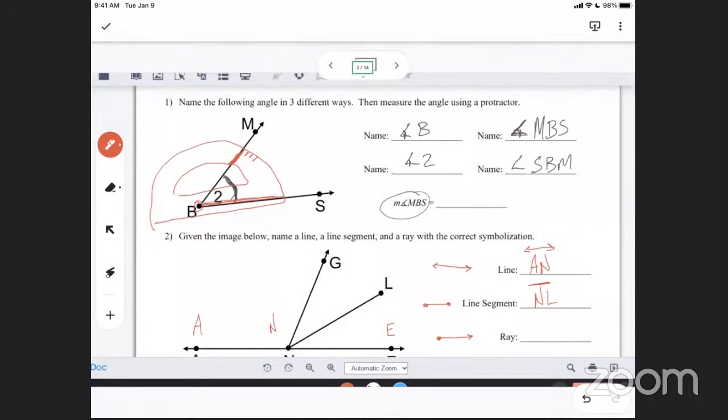Okay. Got it. And then for the ray, what would a ray be? It'd be AE. Well, it kind of depends on how you write it. You never have to write 3 letters for a line segment or a ray. So, would it be NG? You could do NG. You could do AE if you want, or even AN technically. What makes it a ray is if you wrote AE and you write the ray symbol on top of it, that makes it a ray.